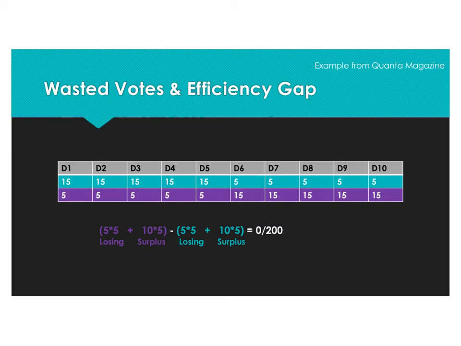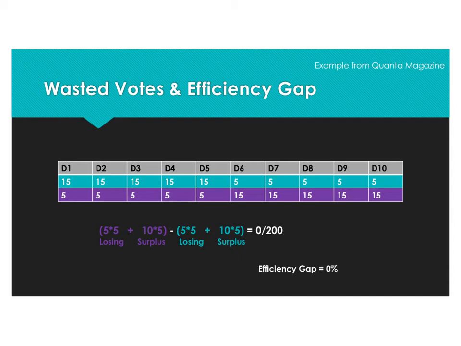And same thing for the green. Districts 1 through 5, it won, but it only needed 5 votes. So 10 votes for each of those districts were wasted. And then districts 6 through 10, green lost. So all those votes were also wasted. And so adding this together, we get a total of 0, which gives us an efficiency gap of 0%.